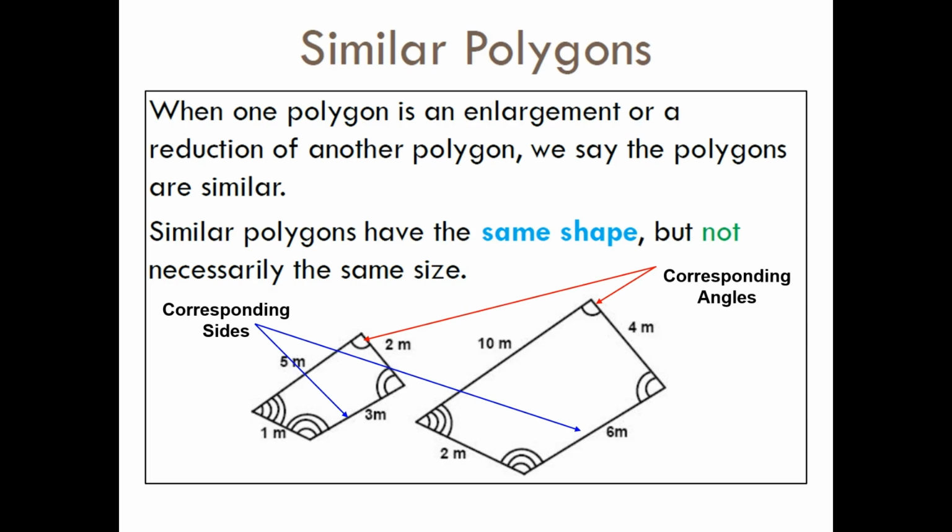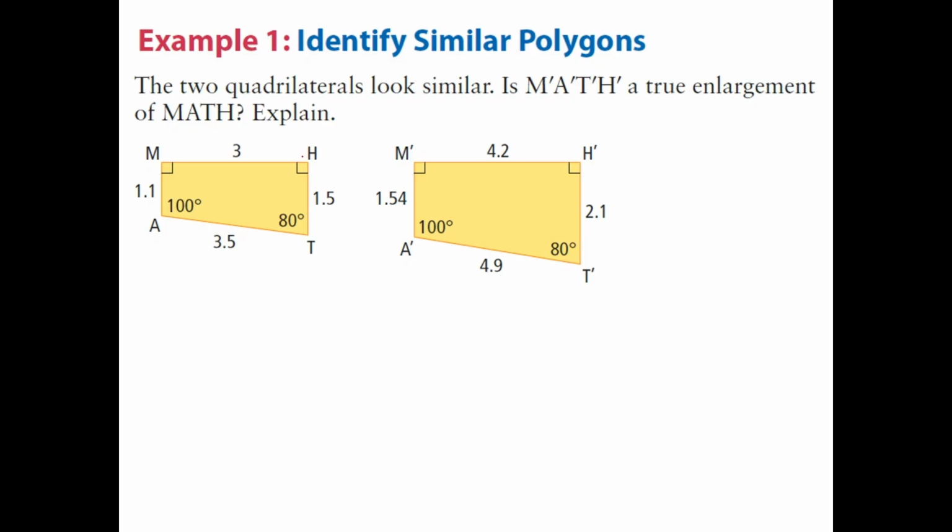Hi class, in this video we're going to be talking about similar polygons. For polygons to be similar, unlike triangles, you have to have every corresponding angle be equal to each other and every corresponding side have the same scale factor to each other. So let's go over this example and I'll show you what I mean.